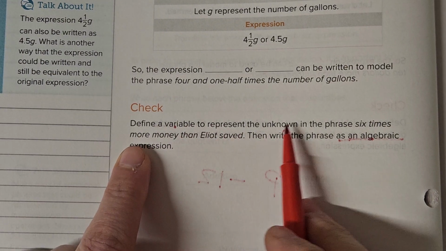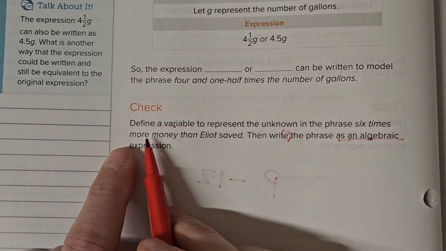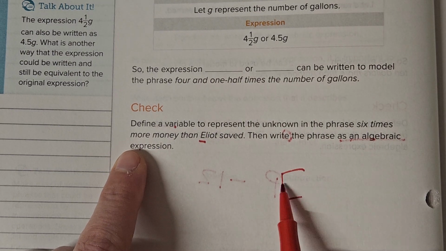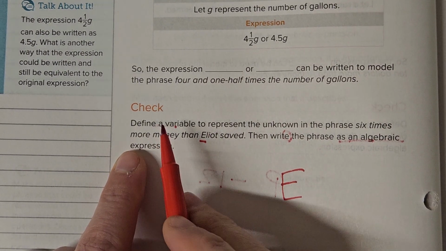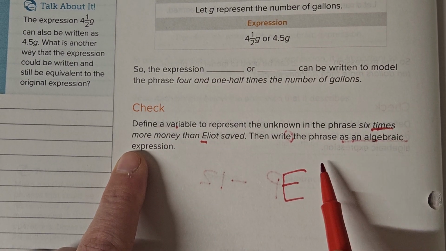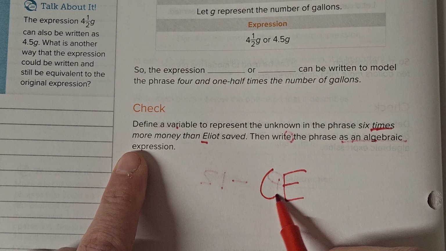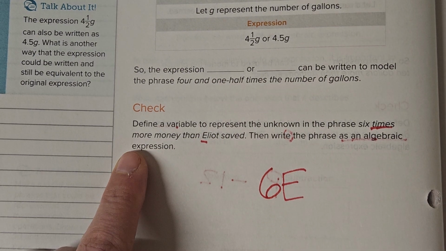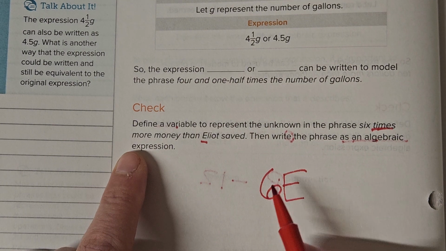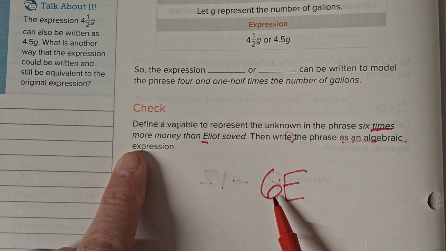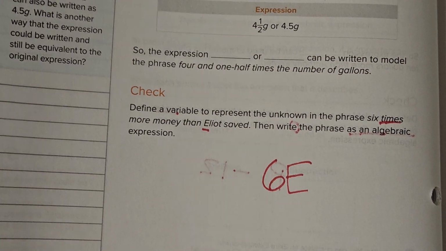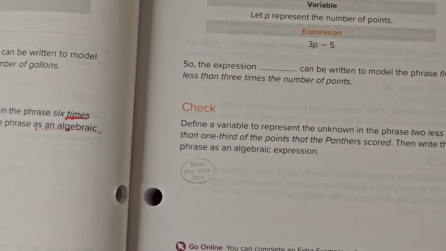Define a variable to represent the unknown in the phrase 6 times more money than Elliot saved. Well, could we use E for our variable? And 6 times. Oh, that's multiply. So we have to have 6 times E. Remember, lots of ways to write that. You can just have a number next to a letter, and that will totally work. So I'm going to use this one. If you use this one, the number comes first. You can write E6, but in algebra land, we like the number to come first.